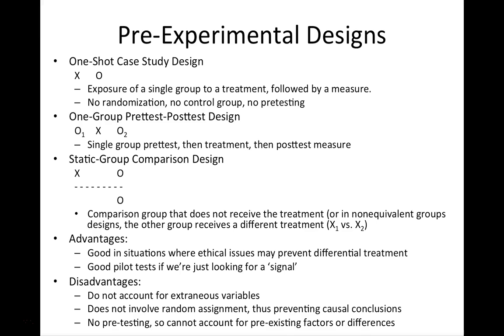Disadvantages of this design are that it does not account for extraneous variables, it doesn't involve random assignment, so you can't make any causal conclusions here, and there's no pre-testing, so you can't account for pre-existing differences or factors that may be pre-existing that impact your outcome variables or your dependent variables.